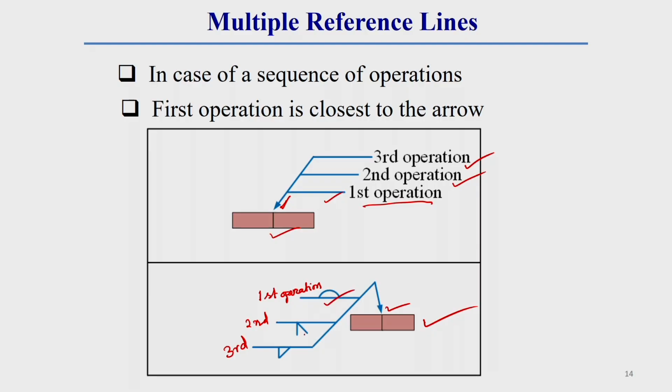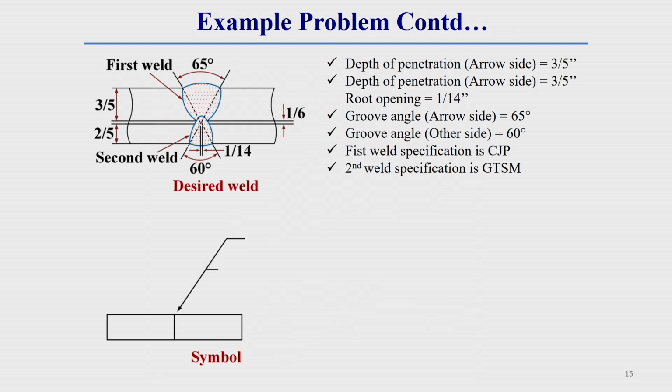Subsequently, if 4 or 5 different types of operation are required for a particular geometry, then we have to put another horizontal line and put the detail symbol. Like here generally we did some melt through, then some bevel angle, the bevel welding operation, then some fillet welding operation.